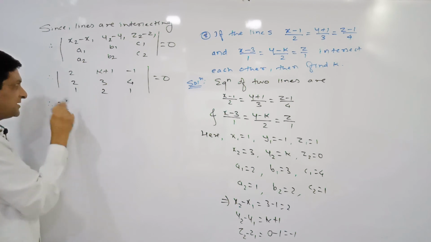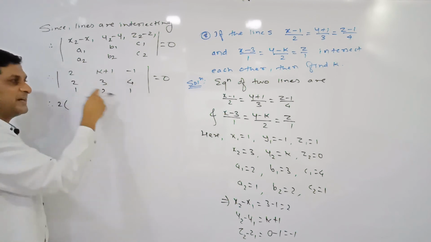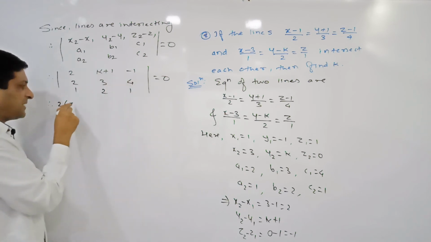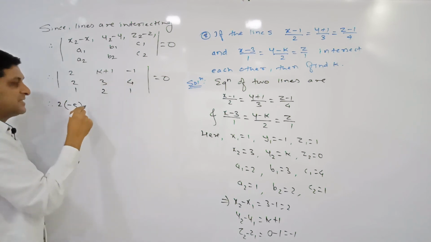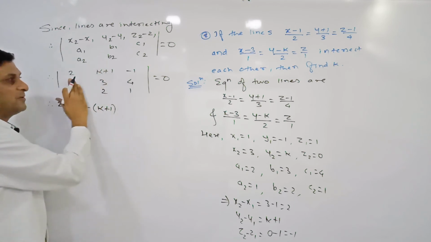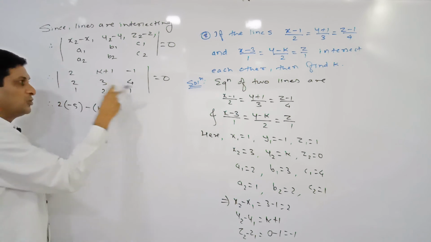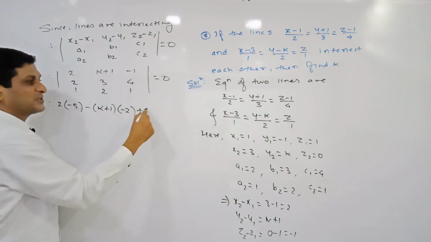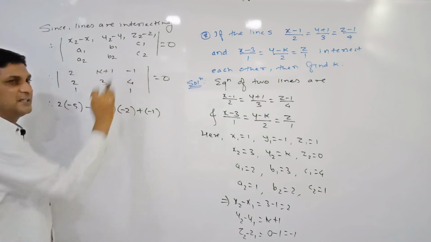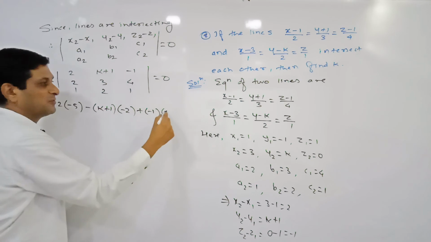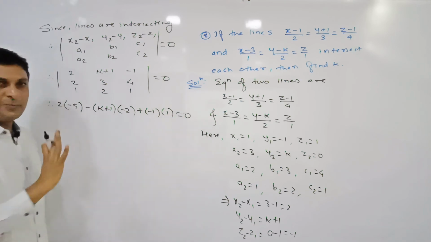Keep this 2 as it is. Delete this column and find the determinant of these four elements: 3 minus 8 will be minus 5. Here the sign is plus, so take minus of k plus 1. Now delete this column and find the determinant of these four elements: 2 minus 4 is minus 2. Lastly, here minus 1 is there, keep minus 1 as it is. Delete this column: 4 minus 3 will be equal to 1. On this side 0, keep it as it is.